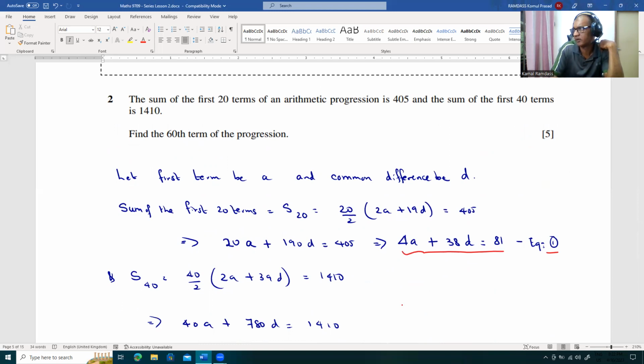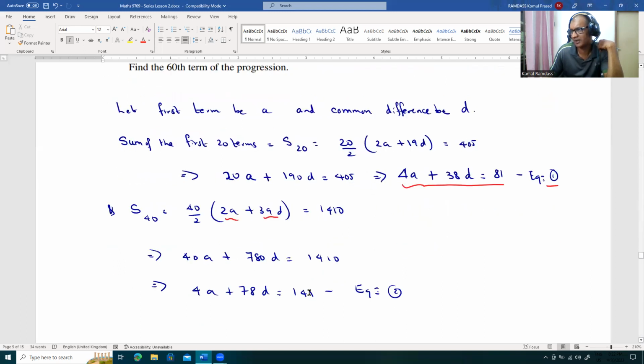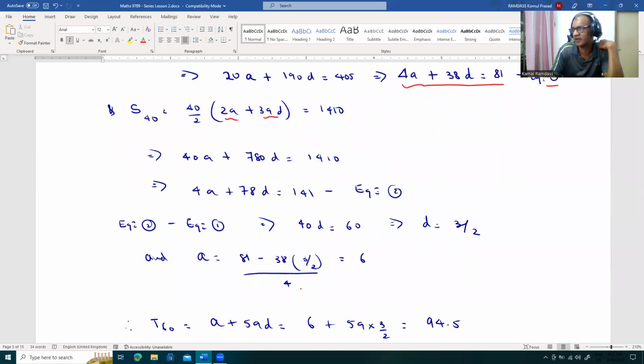S40 is equal to 1410. 40 over 2 times 2A plus 40 minus 1, 39D is equal to 1410. Mon gain, une expression 40A plus 780D est égal à 1410. Et mon divise par 10, mon gain 4A plus 78D est égal à 141. OK? Mon gain equation 2.